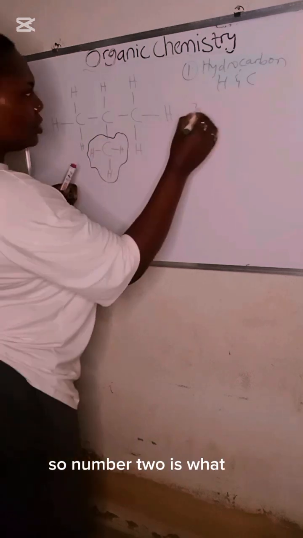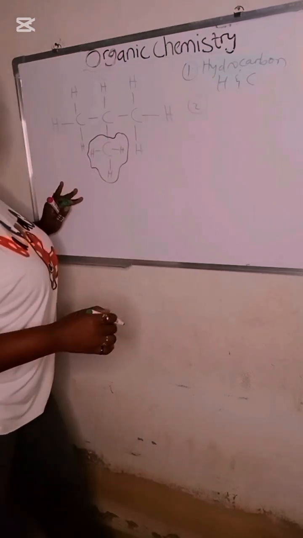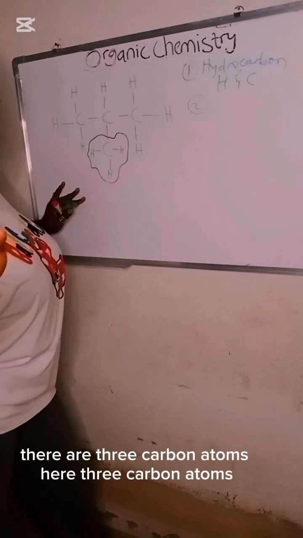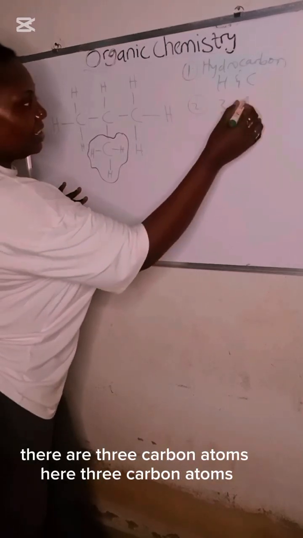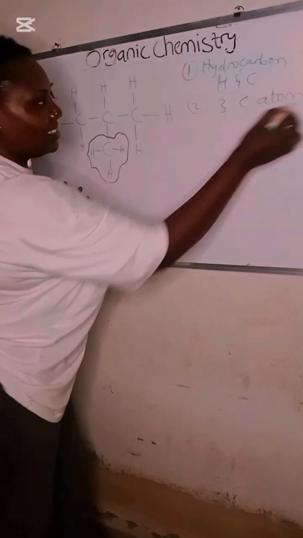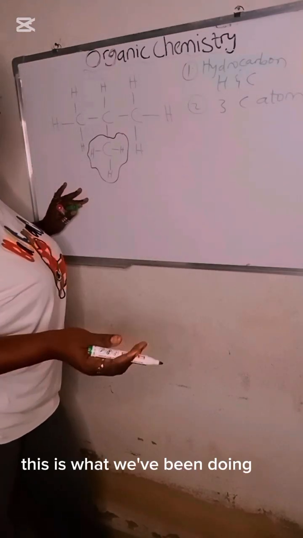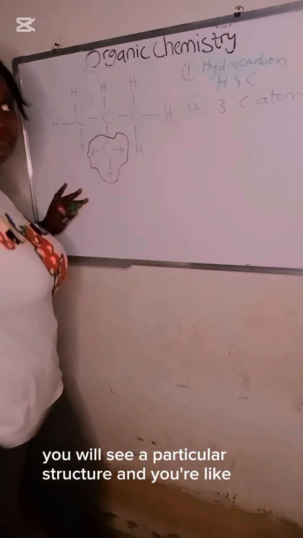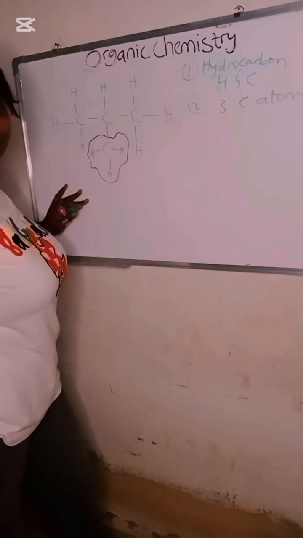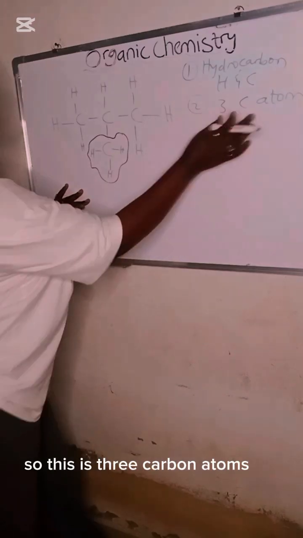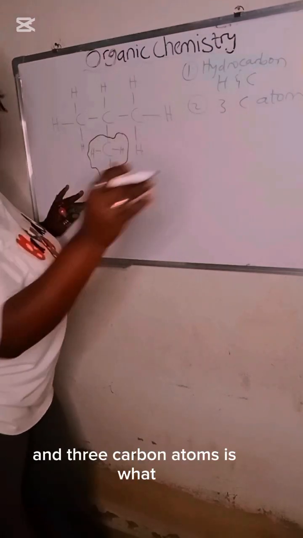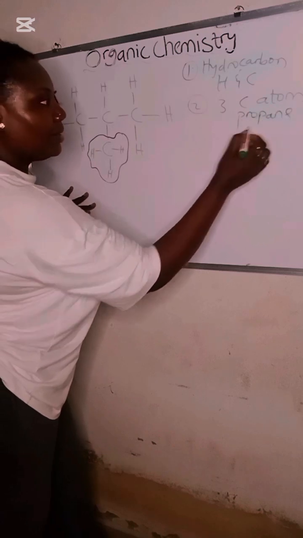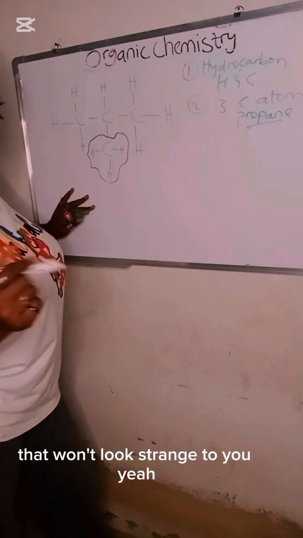Yeah. So number 2 is what? What can you see here in this structure? 1, 2, 3. There are 3 carbon atoms here. This is what we've been doing. So if you understand these things very well, you will see a particular structure and you're like, okay, you understand what is happening there. So this is 3 carbon atoms, and 3 carbon atoms is what? Propane. That won't look strange to you.